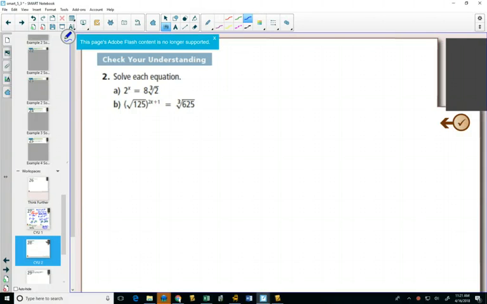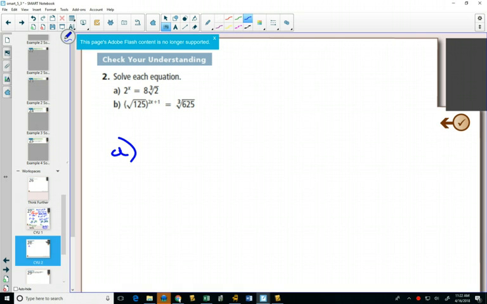Solve each equation. These are all exponential equations. We're going to use the same strategy we used before. Can we get them to be the same base? In these questions, though, they've introduced some radicals. So we also have to go back to grade 11 and know that we can change a square root to a power of a half, or an exponent of a half, a cube root to an exponent of a third.